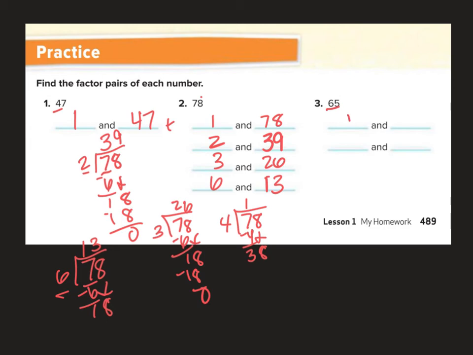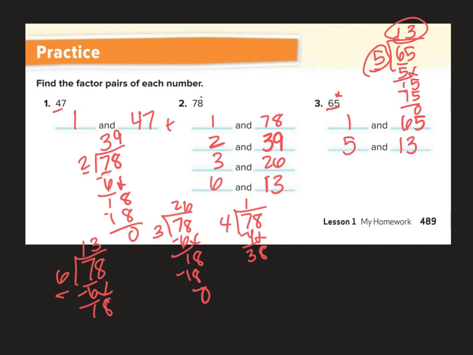This one won't be too bad. 65. So 1 and 65 is always our first, 1 and the number. Now I notice there's a 5 there, which means that 5 goes into 65. So I could count, or I could just do a quick division. 6 divided by 5 is 1. 5 times 1 is 5. 15 divided by 5 is 3. 5 times 3 is 15. Okay, so that means that 5 and 13 are also factors of 65.